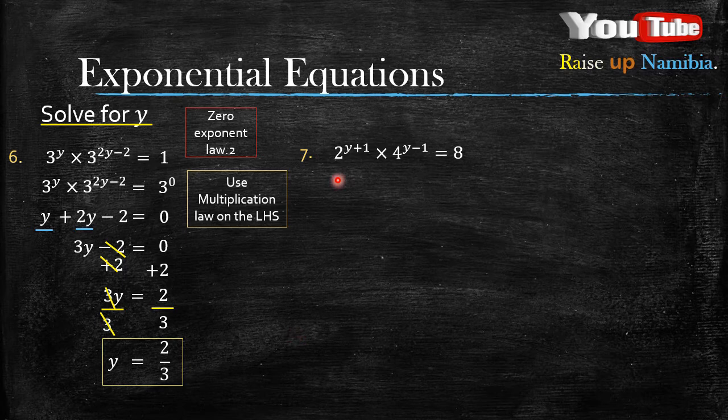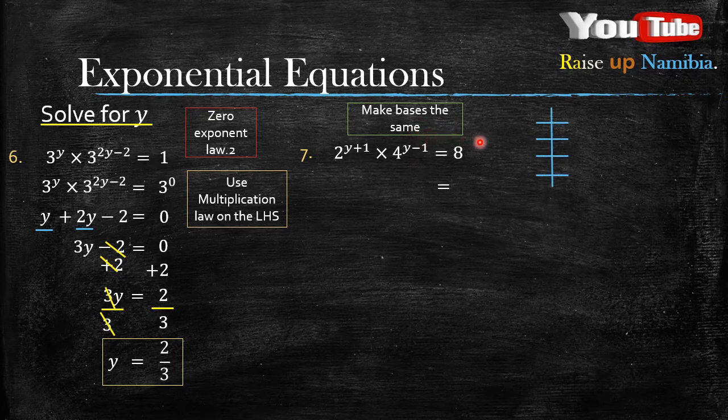Now how about number 7, when you have something like this, whereby on the left hand side, you have two numbers which are multiplied as well as another number on the right hand side of the equal sign, but none of the bases are equal, or none of the bases are the same. What do we do? We make the bases the same.